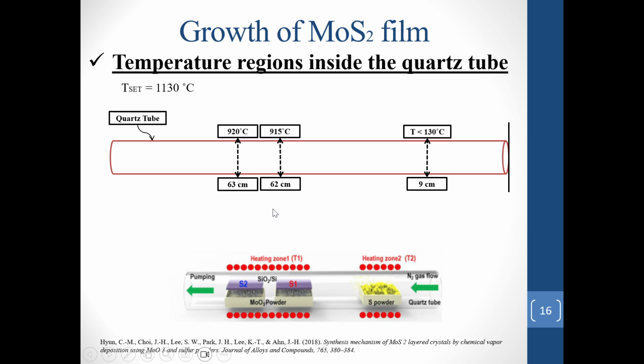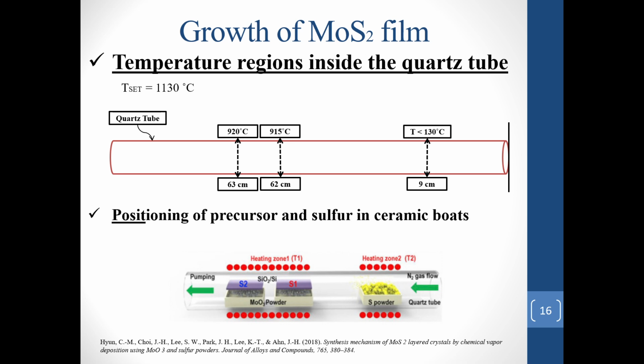So this is a very good temperature at which the MoO3 precursor has to be pushed up to the silicon substrate, and the sulfur powder is placed at 9 centimeters. Here the temperature is less than 130 degrees Celsius, and at less than 130 degrees Celsius your sulfur will not evaporate. First of all, we only need to evaporate this MoO3 precursor on the silicon substrate.